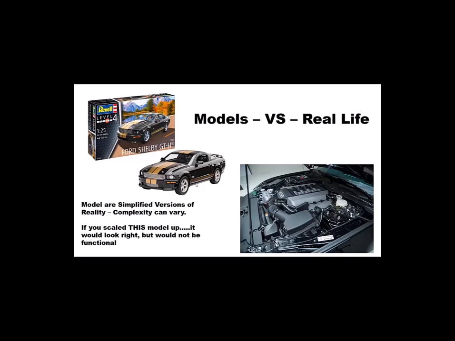Now the complexity can vary. You can get a model car that has like 4 parts and you just kind of slap them together and that's it, and it looks okay, but it's not as complex as some other ones might be. So if you took your model Ford Shelby GTH and you scaled it up to real size so that you could actually sit in it, you could sit in it and you'd look cool in the parking lot, but it still wouldn't turn on because it's not a functional, real reflection of the real car. So scientific models are simplified versions of reality that we are constantly trying to improve.